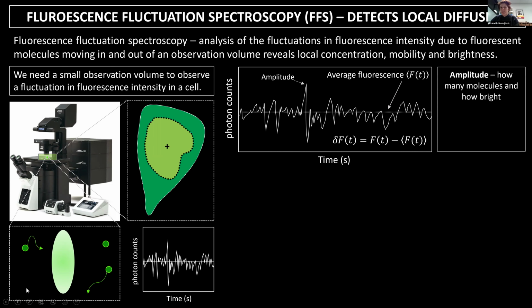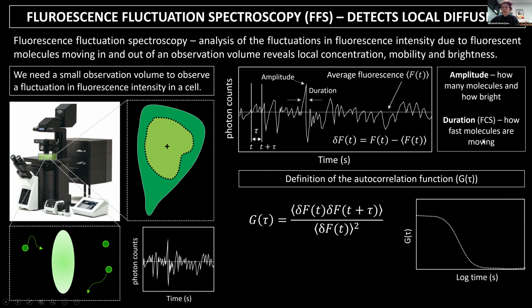So here we have an example of a fluorescence fluctuation, and you can analyze the amplitude to get how many molecules you have there and how bright they are, and the duration to essentially get how fast they are moving. And this analysis of the amplitude comes under what we call moment analysis, and the duration comes under what we call fluorescence correlation analysis. And fluorescence correlation essentially analyzes how similar this fluctuation is with respect to itself at increasing time delays. And by doing that, you can get information on how fast the molecules are moving through this observation volume.